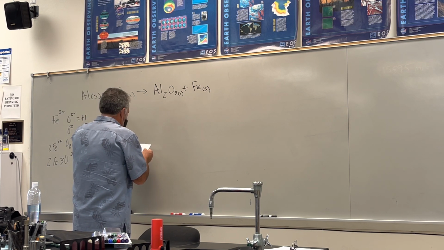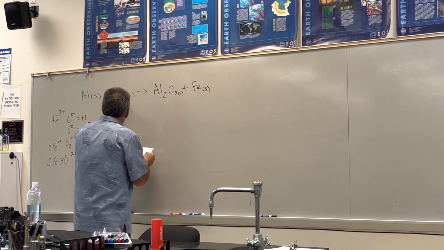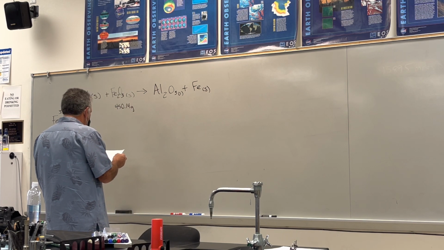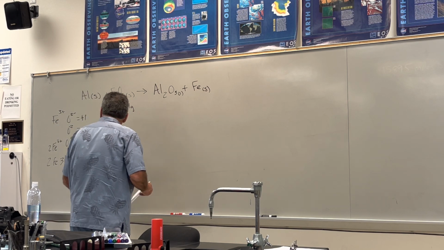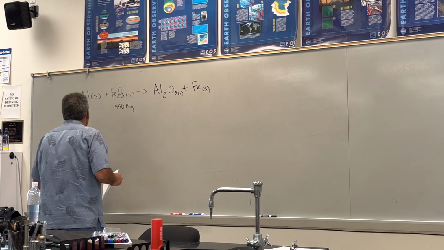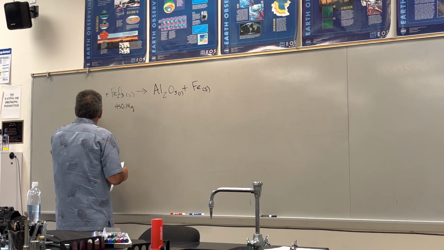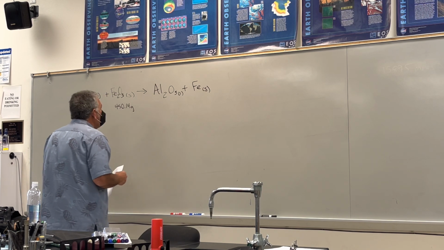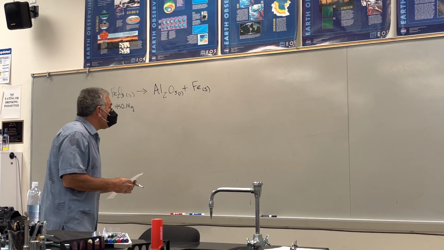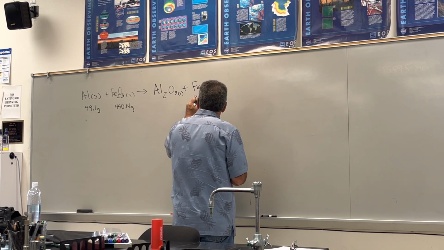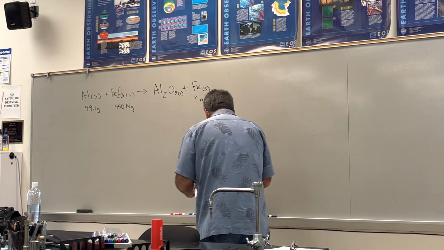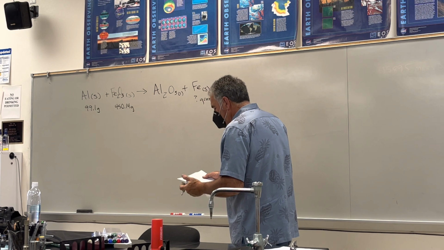450.14 grams of iron oxide and 99.1 grams of aluminum? All right, and how many grams of iron? Question mark. Grams. Okay, and then, which reactant is limited?